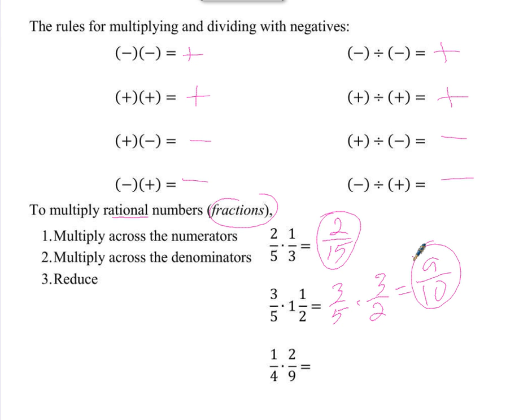Okay, the last one, 1/4 times 2/9. What do we do? Multiply across: 1 times 2 is 2, and then 4 times 9 is 36. Does that reduce? It does reduce, to 1/18. Put a circle around it and you're done. Pretty straightforward, I hope.